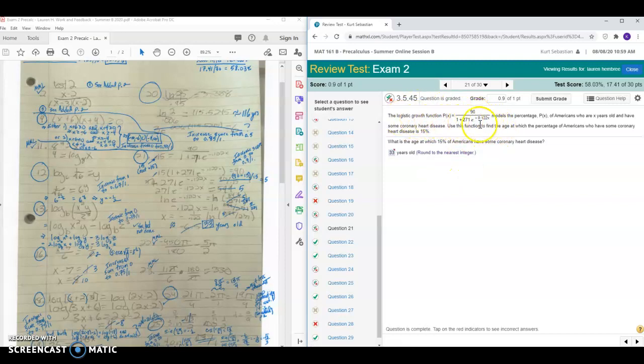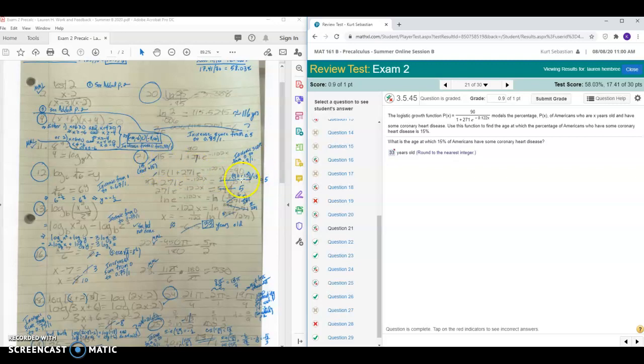This is a logistic growth function, but it's just an equation. P is the percentage, 20%, 30%, 60%, whatever, of Americans who are X years old and have some coronary heart disease. We want to use that function to find the age at which the percentage of Americans who have some coronary heart disease is 15%. So in other words, you plug in 15 for P and you solve for X. Here you plugged in 0.15 instead of 15, so your calculations were fine. It's just that you have this 0.15 to begin with instead of 15.